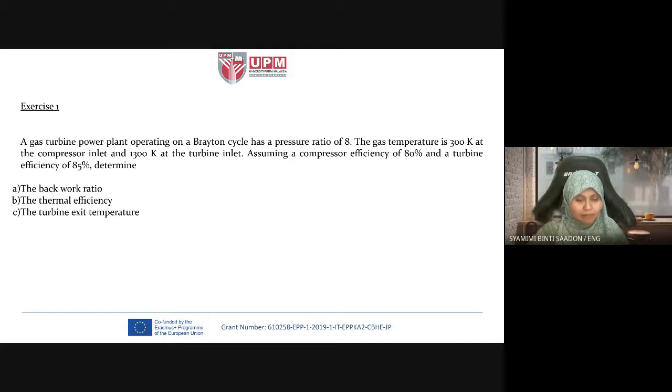before our final exam. So a gas turbine power plant operating on a Brayton cycle has a pressure ratio of 8. The gas temperature is 300 Kelvin at the compressor inlet and 1300 Kelvin at the turbine inlet. Assuming a compressor efficiency of 80% and a turbine efficiency of 85%, determine A, B, C. Okay, take 2 minutes.